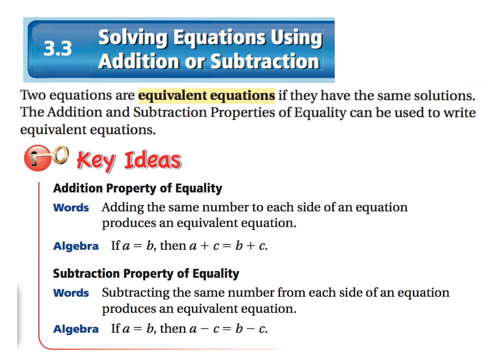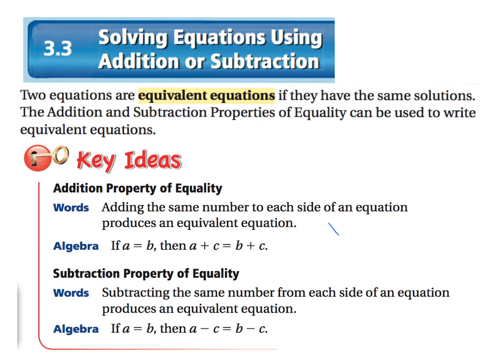Here they are. Here's your key ideas. The addition property of equality says this. Adding the same number to each side of an equation produces an equivalent equation. For example, if you had an equation that says A equals B, you could take a number and add it to the left side, but you then have to add it to the right.